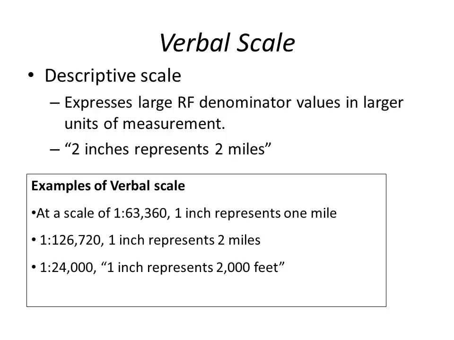Other examples of verbal scale might be this. If you had a map with a scale of 1 to 63,360, this would be the equivalent to 1 inch represents 1 mile, and that's because there are 63,360 inches in a mile. If you had a scale of 1 to 126,720, this is 1 inch represents 2 miles. 1 to 24,000 would be 1 inch represents 2,000 feet.